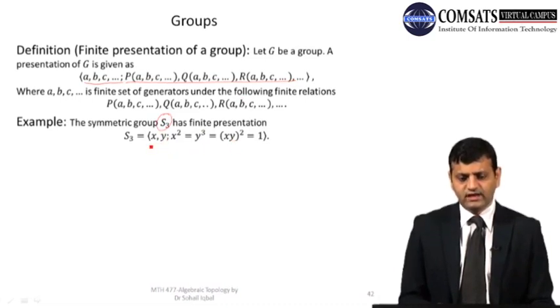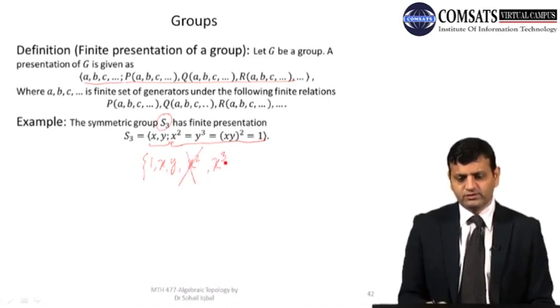So we can say that x and y are generators, and the relations satisfied by the generators of S3 are x squared equals y cubed equals (xy) squared equals 1. If we use these relations, then we will get every element of S3. Of course we can write 1, x, y. What about x squared? Of course x squared is equal to 1, so x squared will not exist here.